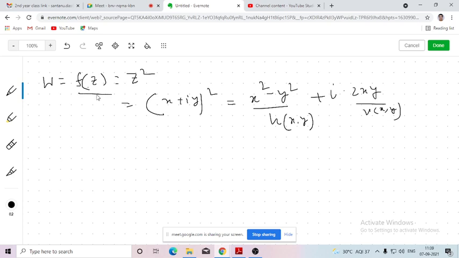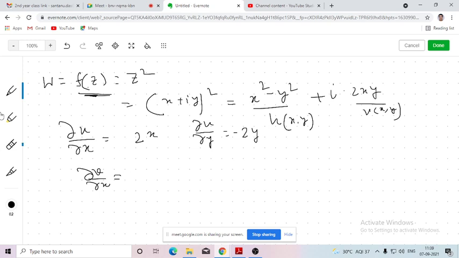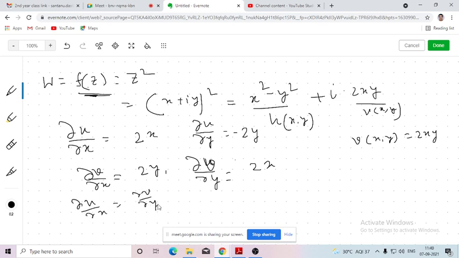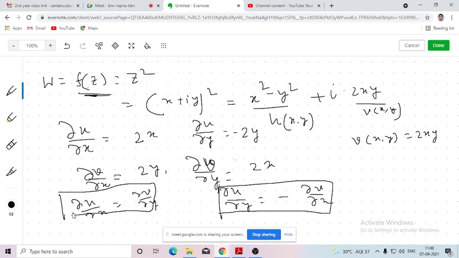So we need to verify whether this function satisfies the Cauchy-Riemann equation. For that we need to find the four partial derivatives. What is del u del x? It is 2x. What is del u del y? That will be minus 2y. What is del v del x? v(x,y) is 2xy, so del v del x is 2y. And del v del y is 2x. So here del u del x equals del v del y, and del u del y equals minus del v del x. So these relationships are satisfied. That means these two equations are satisfied, so we say that this function satisfies the Cauchy-Riemann equation. Is that clear?